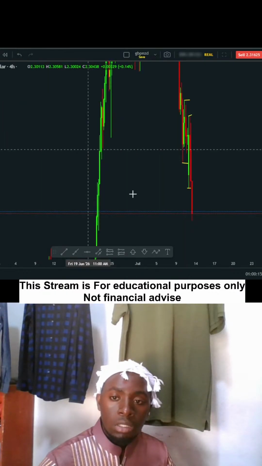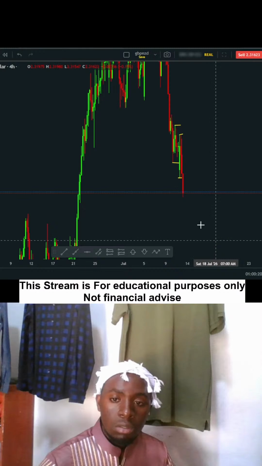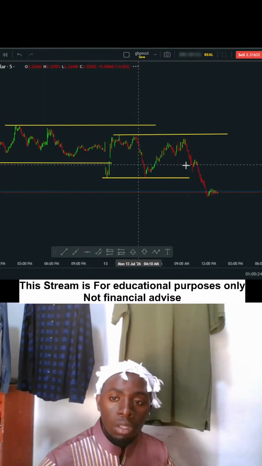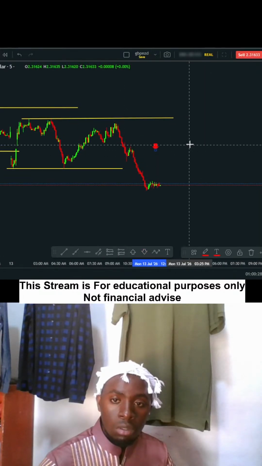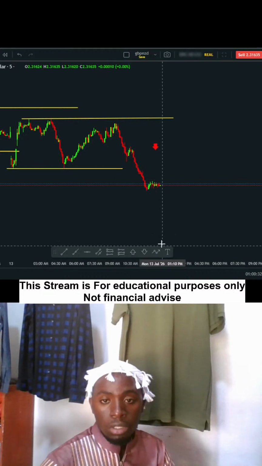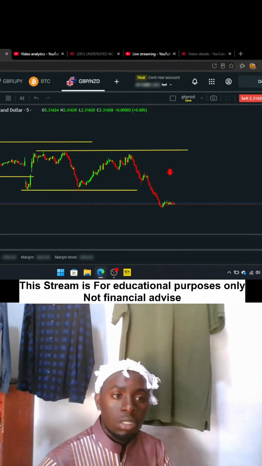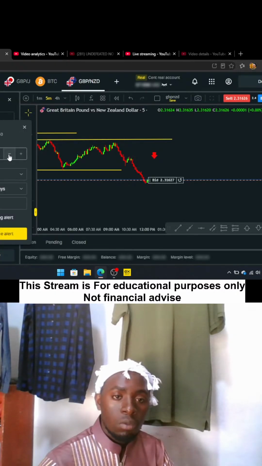When I check on the higher time frame, we're massively bearish, meaning I'll be looking for sales. I'll be looking for those sales if I get that entry. I'll just set an alert right there and see what happens.